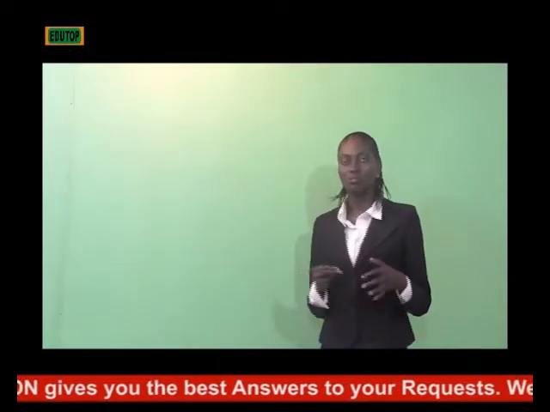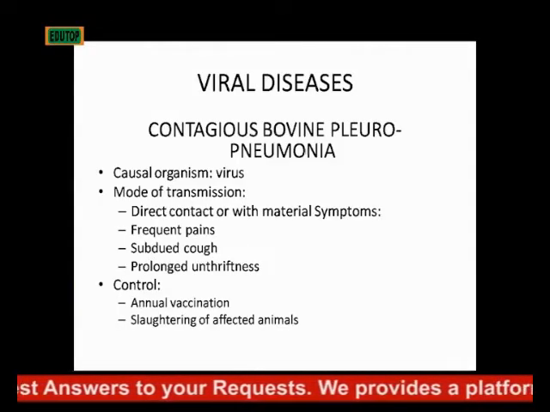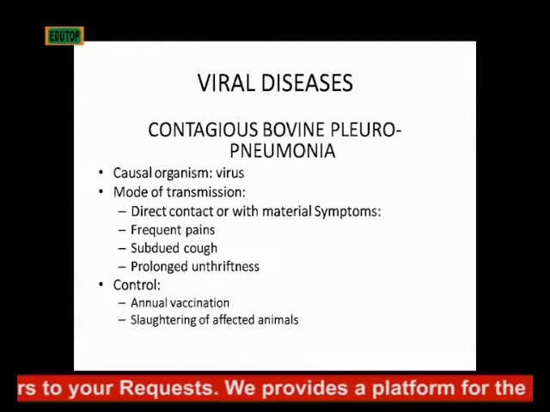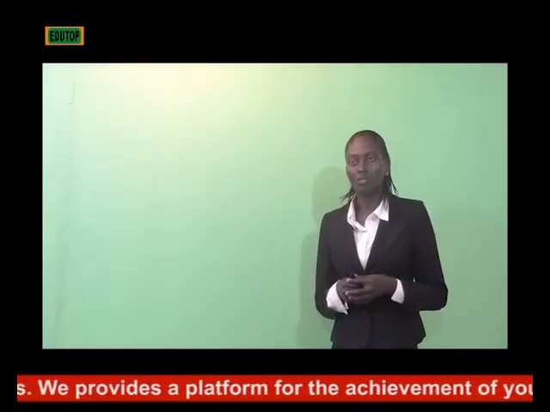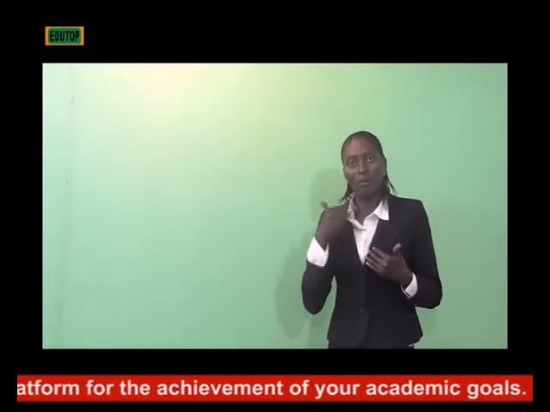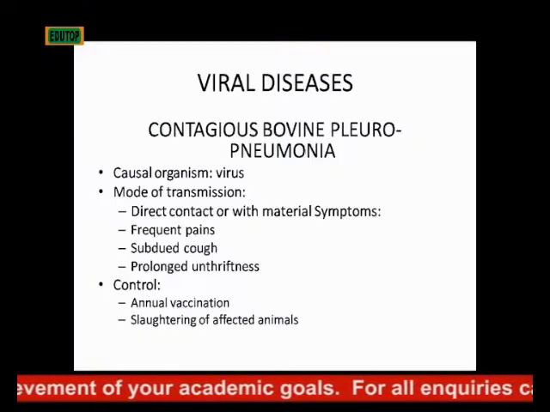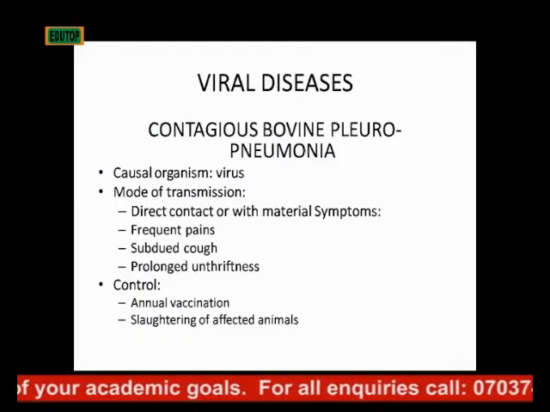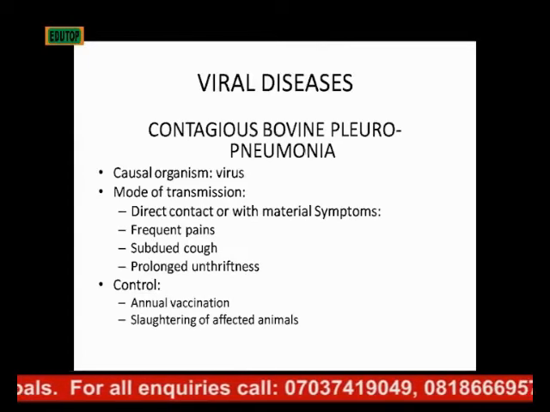The symptoms: first is frequent pains. The animal will experience frequent pains. Then subdued cough. The cough won't come out well. It is something like a cough that is not really coming out well. That's another symptom. Then prolonged unthriftiness is another symptom of contagious bovine pneumonia.